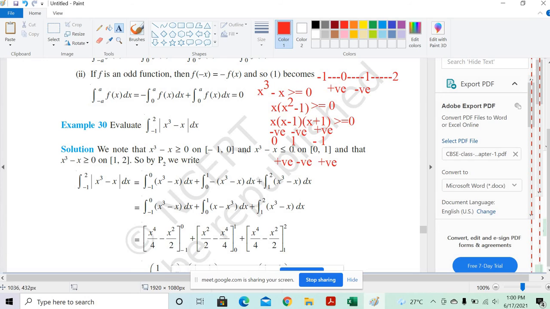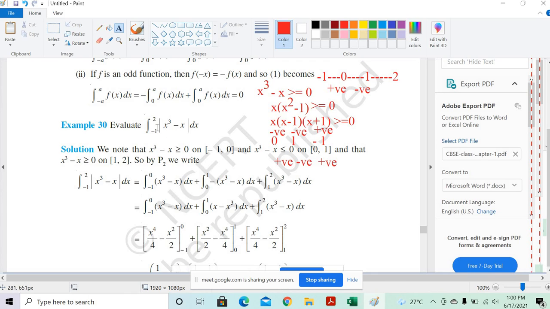Confusing? Okay, no problem. Let's try to address it properly. See, you have the limit from minus 1 to 2, correct? And you got x values 0, 1 and minus 1. Till here is clear to you, because when you solve the equation, x is greater than or equal to 0, that means it should be 0. X minus 1 is greater than or equal to 0, that means x is equal to 1. X plus 1 is greater than or equal to 0, that means x is minus 1, correct? Now you have a limit of minus 1 to 2. So you put the range here: minus 1 to 0, 0 to 1, 1 to 2.